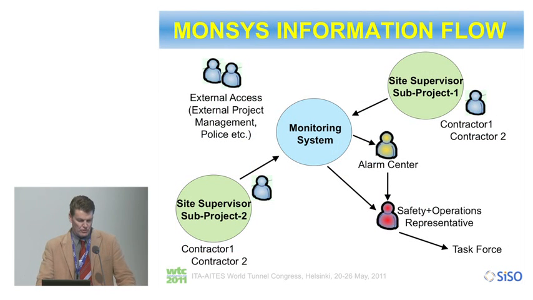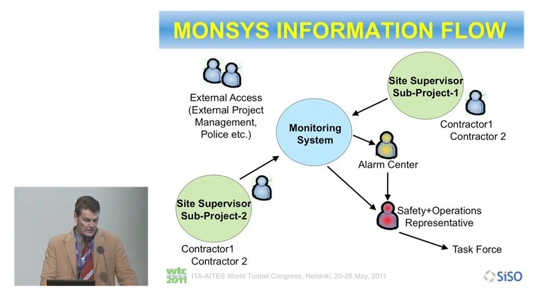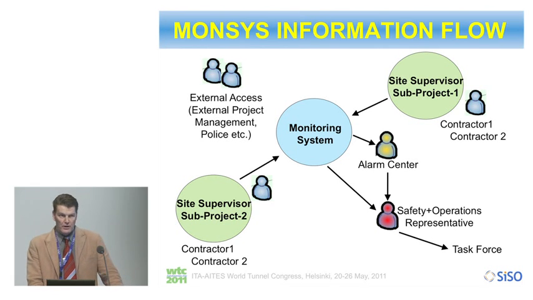Now, this illustration shows the information flow in Monsus. The site supervisors at different construction sites send their status reports during the night to the system concerning this equipment and works. The alarm center monitors the situation in real time, and if the tunnel opening in the morning is at risk, the safety and operations representative would gather together a special task force to decide what to do.